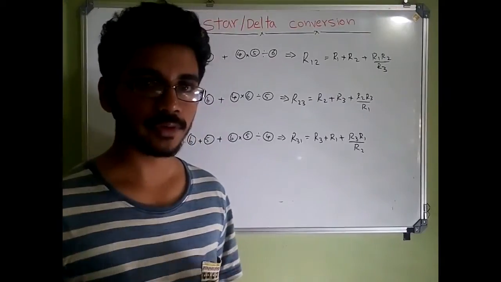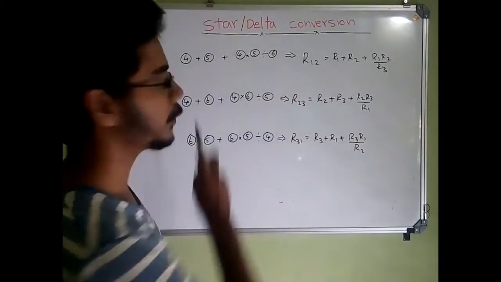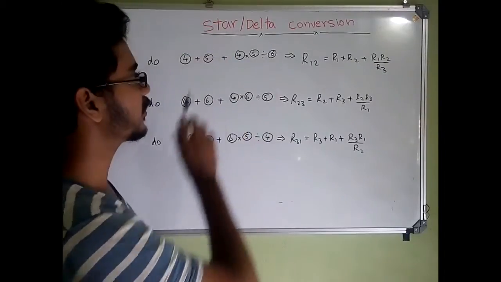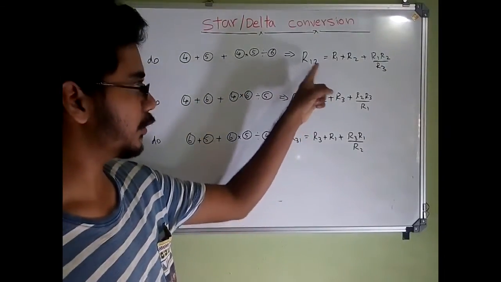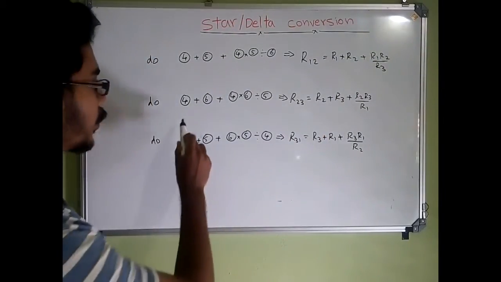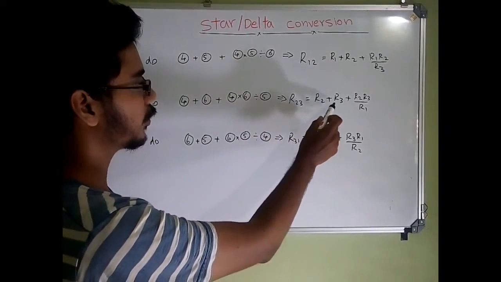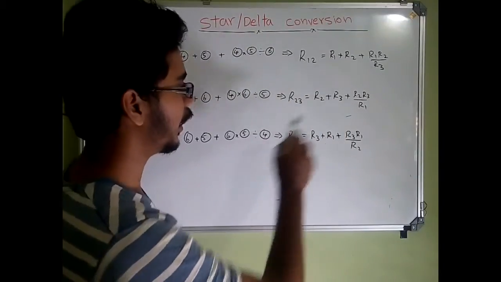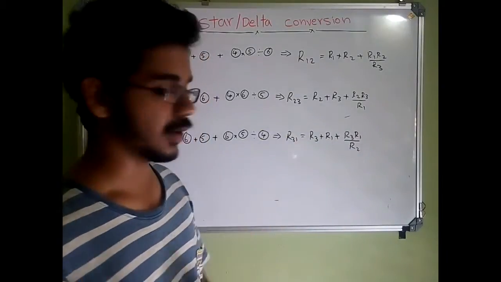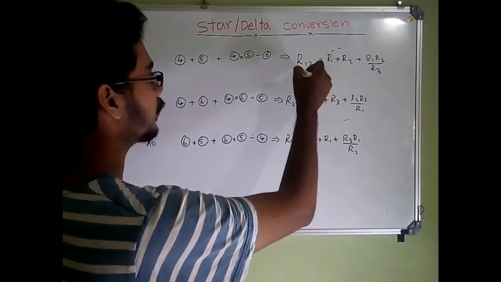Okay. From equations 4, 5 and 6 we can derive equations for conversion from star to delta. For that we have to do 4 plus 5 plus 4 into 5 divided by 6. By doing this we get R12 as R1 plus R2 plus R1 R2 by R3. Similarly, by doing 4 plus 6 plus 4 into 6 divided by 5, we get R23 as R2 plus R3 plus R2 R3 by R1. Similarly, we get R31 as R3 plus R1 plus R3 R1 by R2. Thus, now we get the formula for conversion from this star to delta.